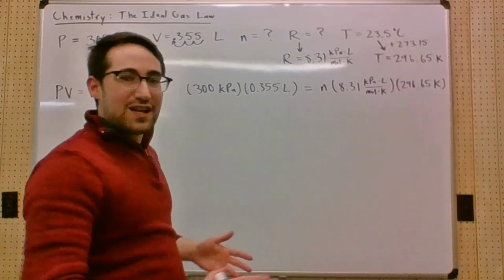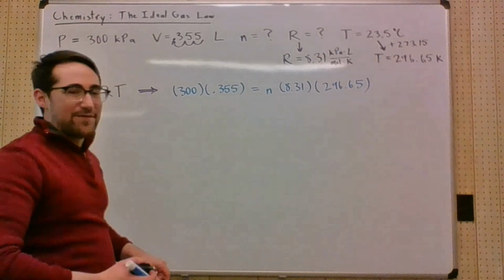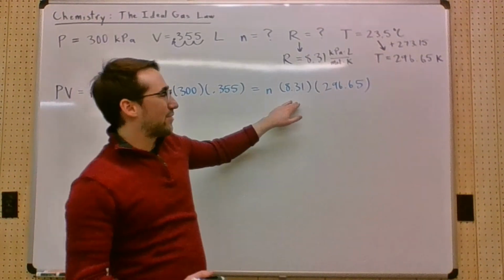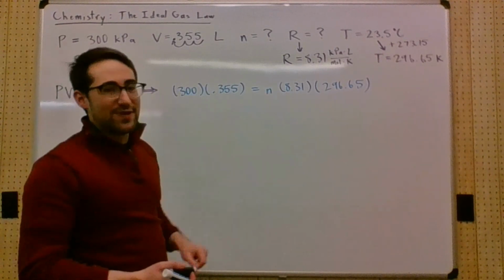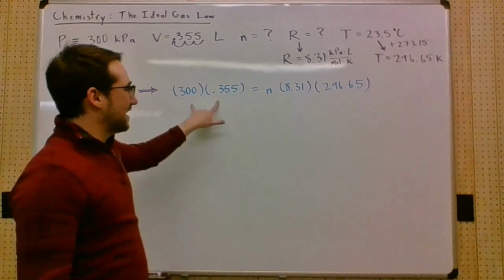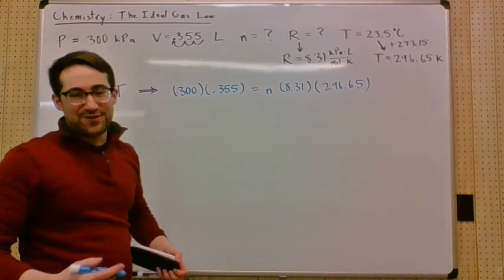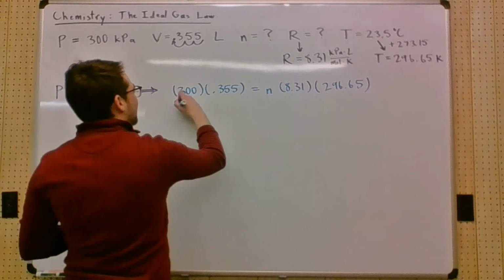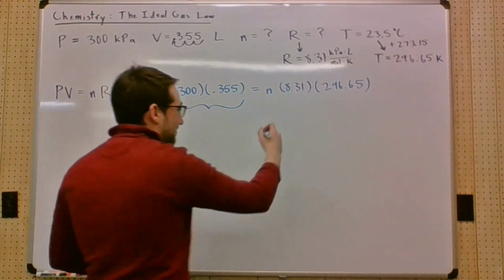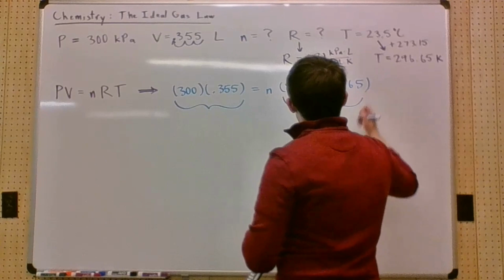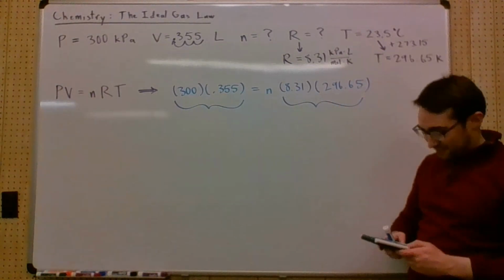So let's clean this up a little bit. Okay, that's a little bit better. 300 times 0.355 should be equal to N times 8.31 times 296.65. So if we are trying to solve for N, we've got to get it alone. I'm going to condense these guys first, just because I like to clean up the math. But if you like to rearrange stuff first, that's also fine. So I'm going to take 300 times this 0.355. And I'm going to take the 8.31 times this 296.65.